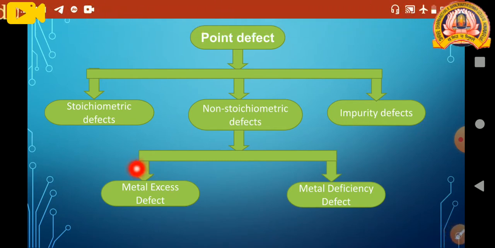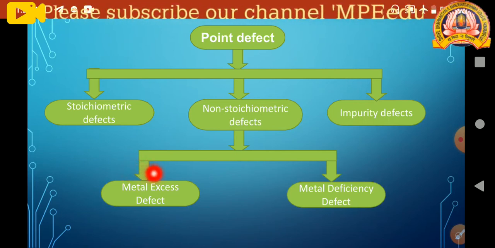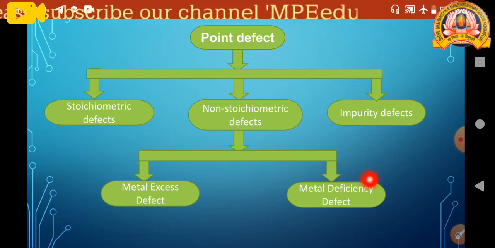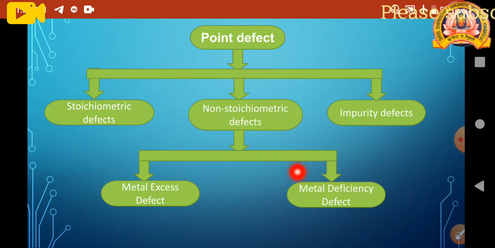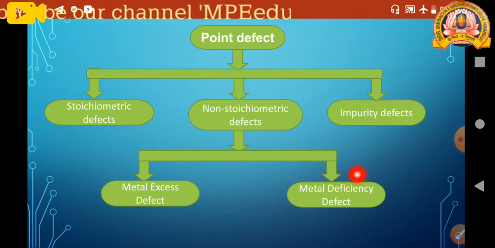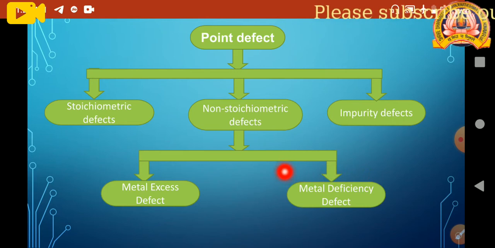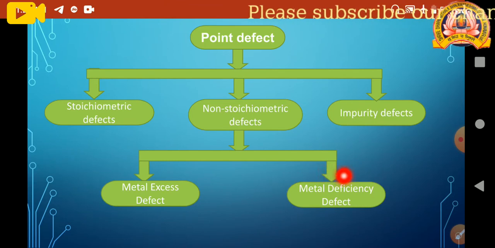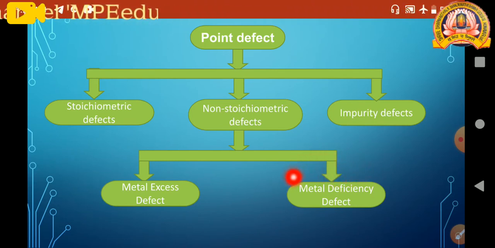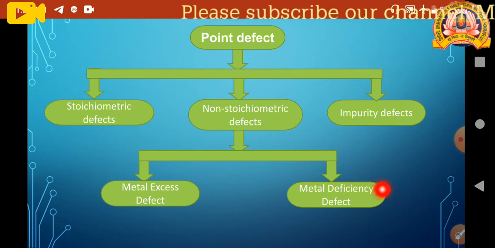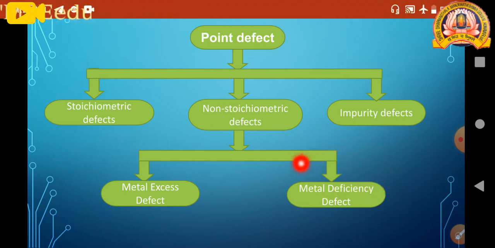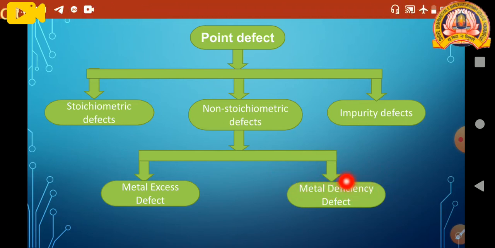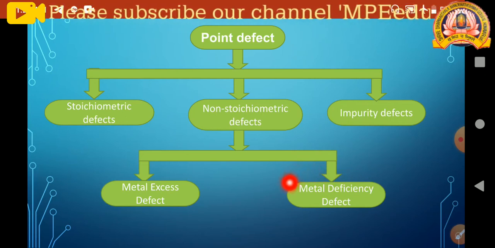Metal excess defect. Can anybody guess how metal excess takes place? Metal excess takes place in two ways. One, when anion vacancy takes place, automatically cations become excess. Another way, just you can see it. Metal excess defect takes place in two different ways. One is metal excess defect due to anion vacancy.